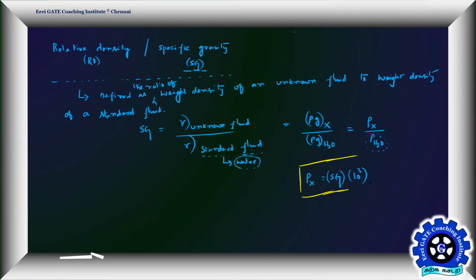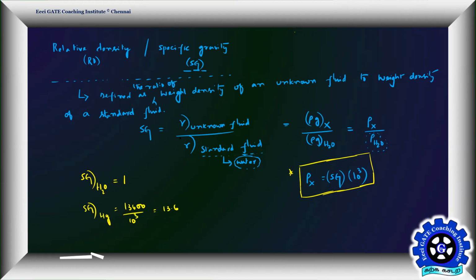In some questions, they give you the specific gravity, but to solve the problem, you need the density value. So how to convert specific gravity to density? Multiply by 1000, you'll get the density of the required fluid. Specific gravity of water is very straightforward now. That means x is the same as water, which leads to 1. And for mercury, it is 13600 divided by 1000, so specific gravity of mercury comes out as 13.6.